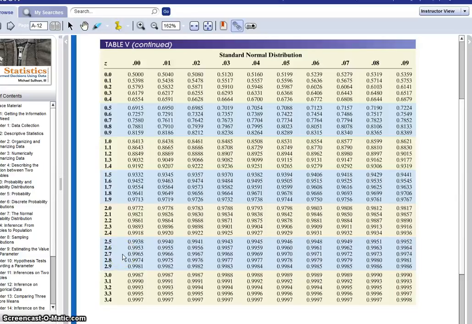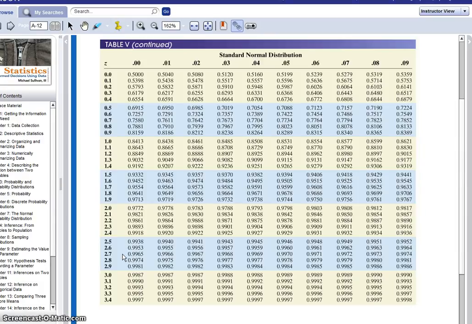Hi everybody. I just wanted to talk a little bit about how to find the z sub alpha over 2 values, because I think this can be kind of confusing. So let's say, for example, you want to find the z alpha over 2 value that gives you something in, say, the 94th percentile.